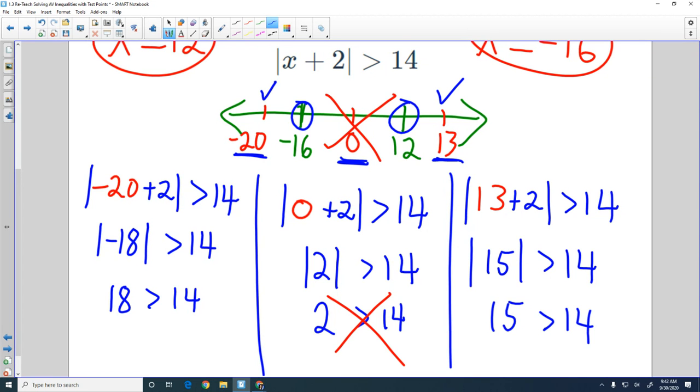So if we were to shade this in on the number line, I am going to have an arrow going to the left and an arrow going to the right. So that is our number line. It is the opposite arrows.